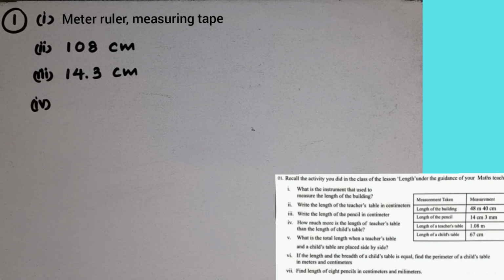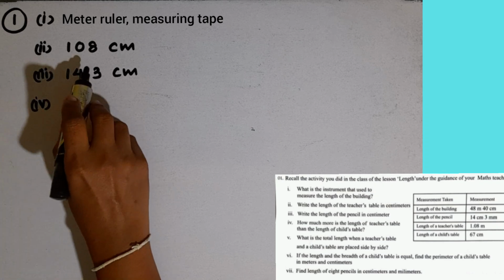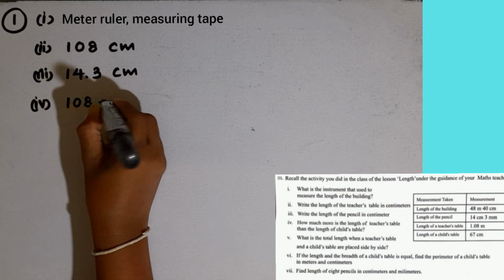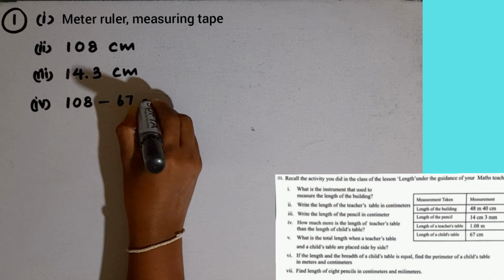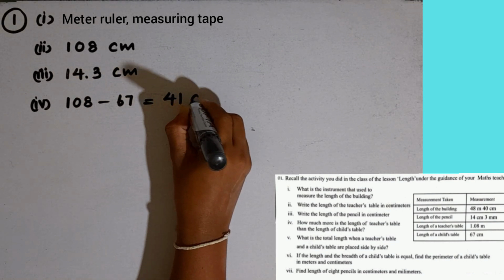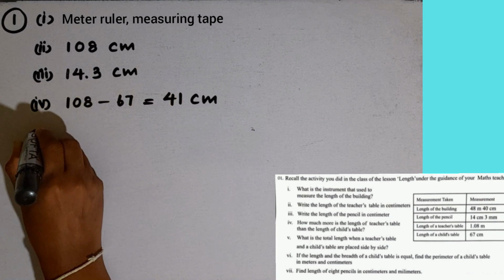Part 4. How much more is the length of teacher's table than the length of child's table? We have to take the difference. The length of the teacher's table is 108 centimeters. So 108 minus 67. That value is 41 centimeters.